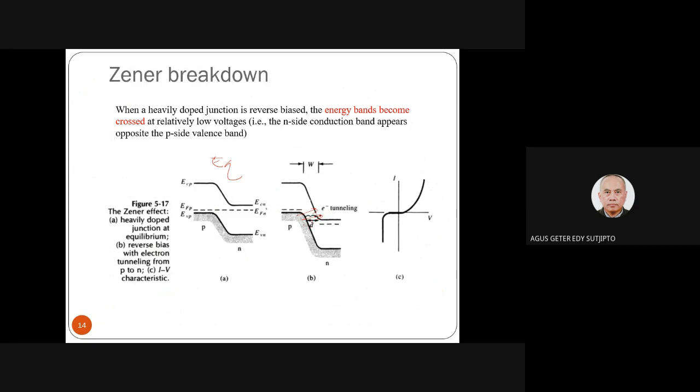So we can see here the energy band gap between the conduction band and the valence band is bigger initially, at equilibrium. But when we increase the reverse breakdown voltage, the band gap between the valence band and the conduction band will be closing, and then electrons can be promoted from the valence to the conduction band, and the breakdown may occur.